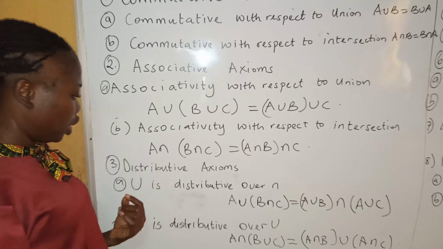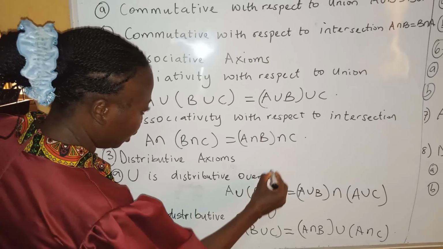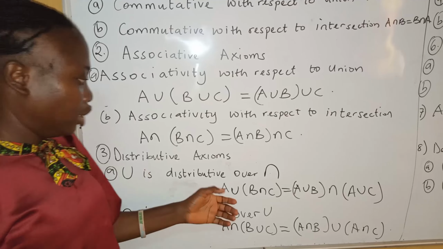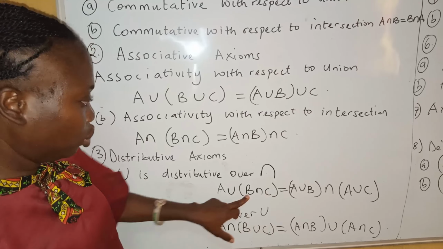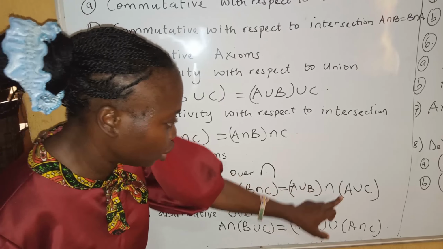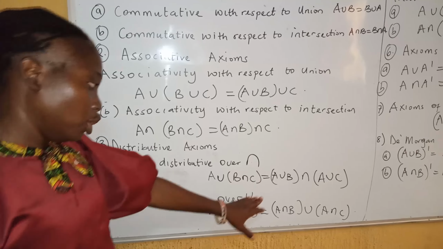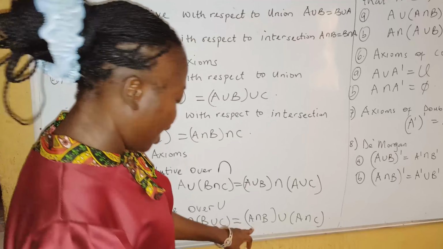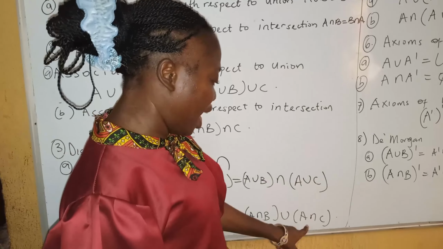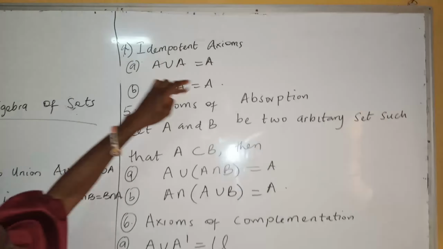Distributive axioms. Union is distributive over intersection of a set: A union (B intersection C) is equal to (A union B) intersection (A union C). Intersection is distributive over union of a set: A intersection (B union C) is equal to (A intersection B) union (A intersection C). Idempotent axioms: A union A is equal to A, and A intersection A is equal to A.